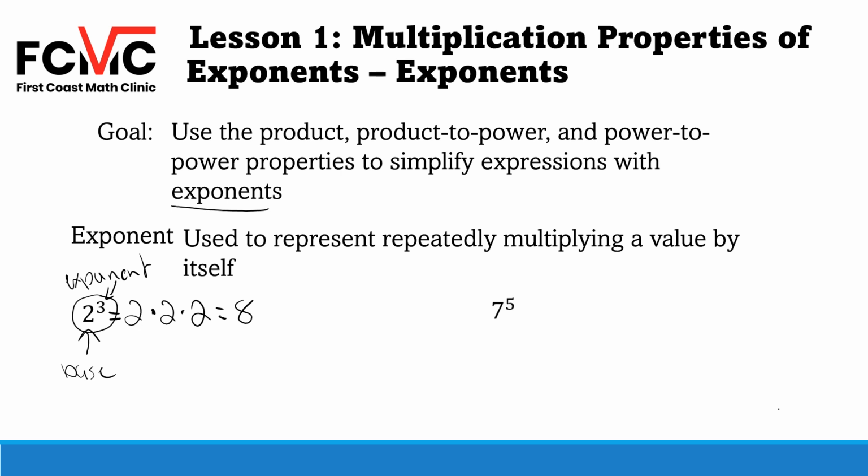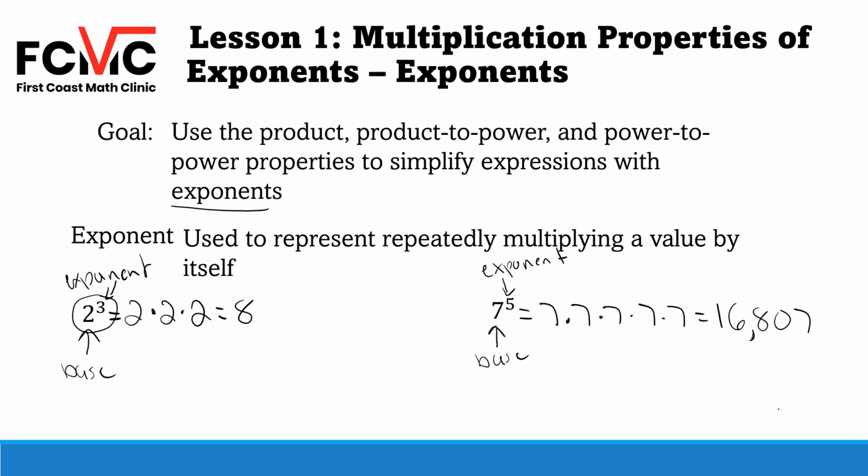Or another example, 7 to the fifth power. So 7 is our base. The 5 is our exponent. So we're multiplying the 7 by itself 5 times. So 7 times 7 times 7 times 7 times 7. And if we multiply that together, we're going to get 16,807. Okay, so that's all an exponent is. It's a way to basically represent repeated multiplication with our base, and our exponent tells us how many times we're multiplying the base by itself.